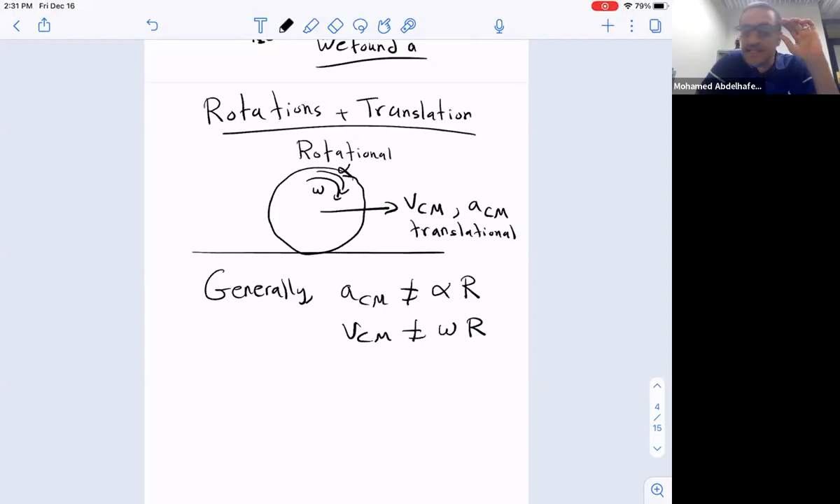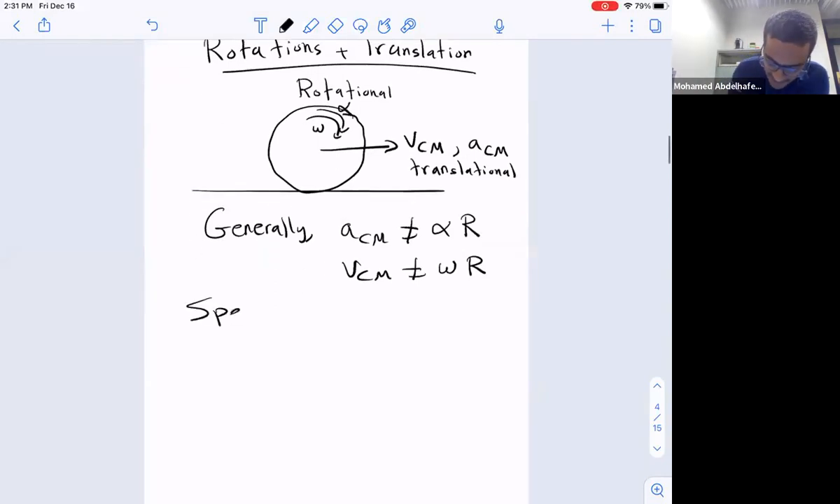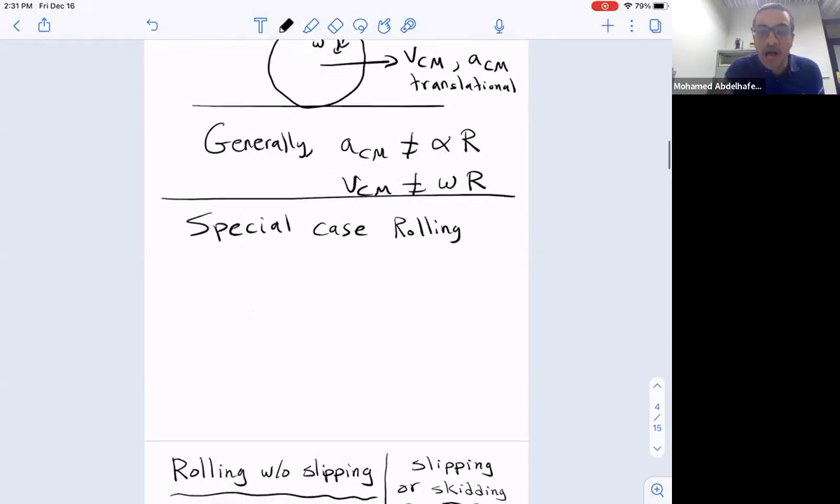Unless we're talking about a very special case, which is rolling without slipping. Rolling without slipping is the only important name. The phrase rolling without slipping means we're not talking about this general kind of motion. We're talking about some specific special case. So you have to be very careful in these problems about rotation and translation. Are we doing rolling without slipping or not? Because generally speaking, you cannot say VCM is omega R and ACM is alpha R. This is not true, except for rolling without slipping. In rolling without slipping, yes, VCM is omega R and ACM is alpha R.